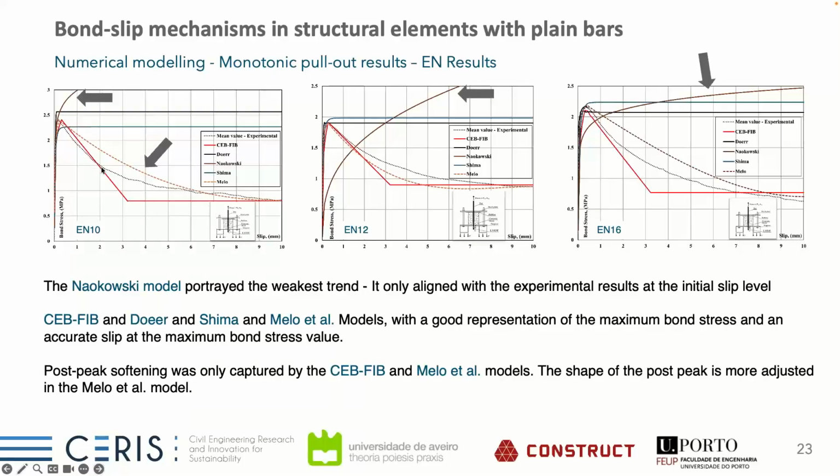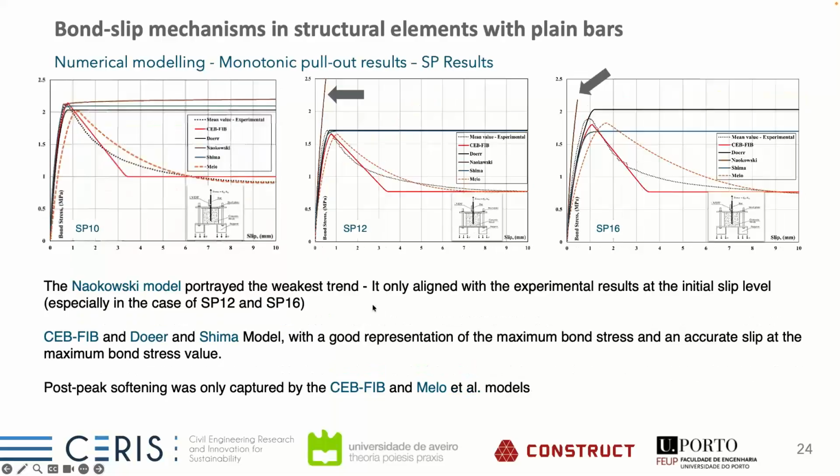So we have here a more or less good representation. Of course, now we can decide where we want to stop, and how we want to control this softening behavior, this post-peak behavior. But if you look, we can see that only José Melo's model, and even in some cases better than the others, can follow the trend of the experimental results.